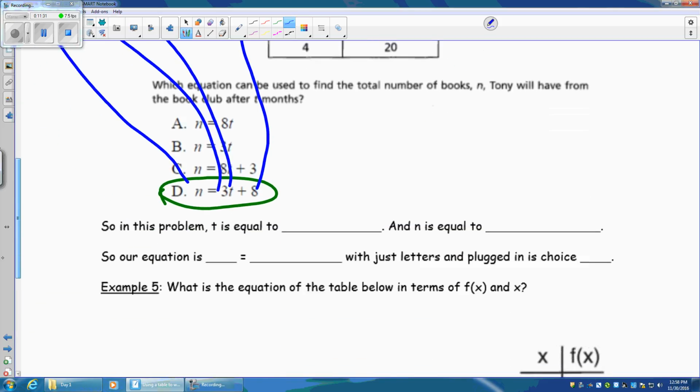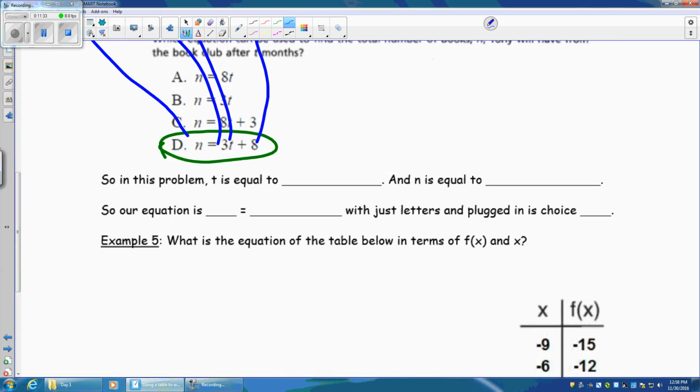And I think that's all I really say down here. So in this problem, T is equal to x and N is equal to y. So our equation is N is 3T plus 8. And that's choice D. All right.